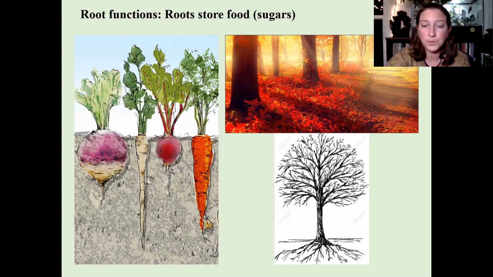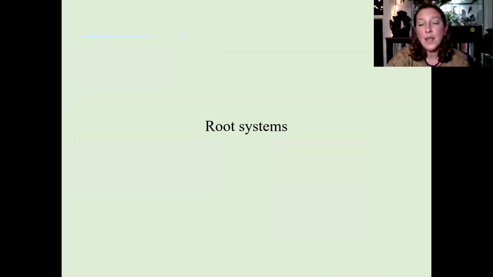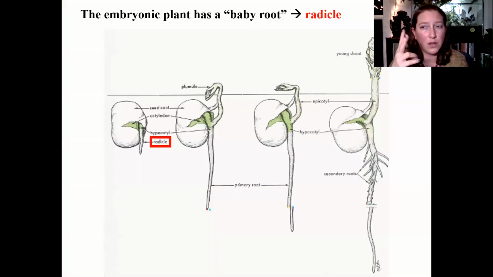All right, different types of root systems. We're only going to look at two. So this is a seed showing a baby plant emerging, right? Or an embryonic plant emerging from the seed. And the embryonic plant has a baby root, which is called a radicle.